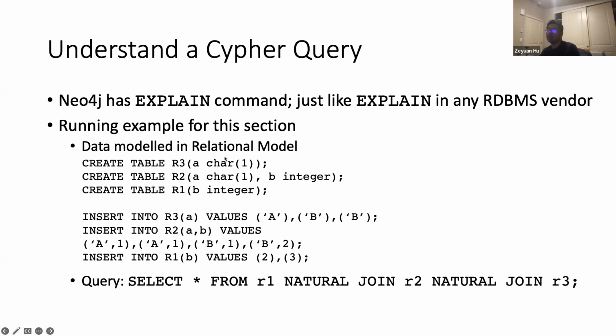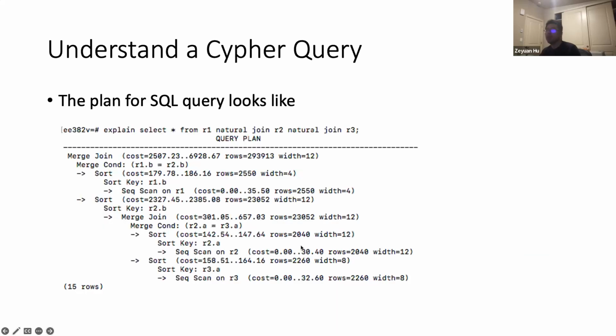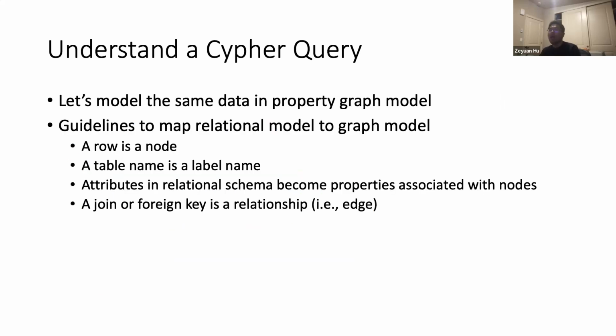So we also have 3 nodes R3, R2, R1, and these are a bunch of values. And then we run a natural join query, joining these 3 tables together. Of course, it is specified in the relational model. So we can have some plans. In this case, we just run the explain command to see what the output is, what the plan of the query is, and we can directly map the relational model to the graph model.